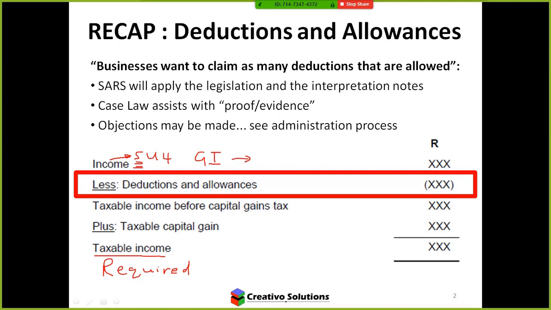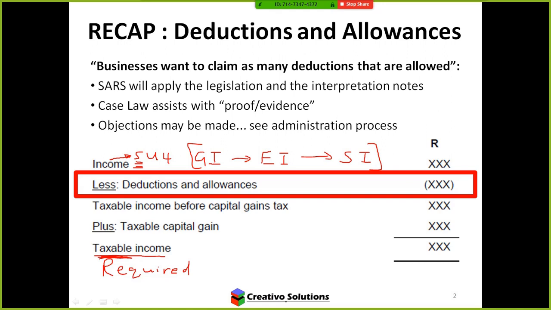Then you're going to provide for any exempt income line items. Okay, so exempt income, things that aren't going to be taxable, right? So things that are excluded from the taxable income. And you might have to include any special inclusions. So those are the three things that you need to look at.